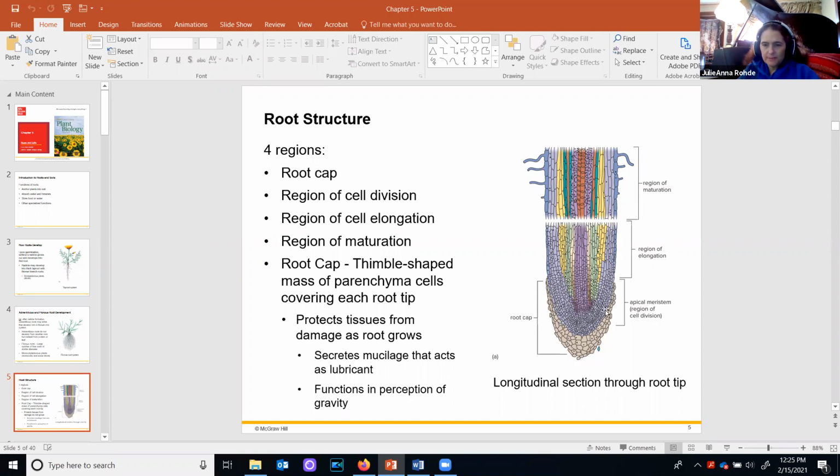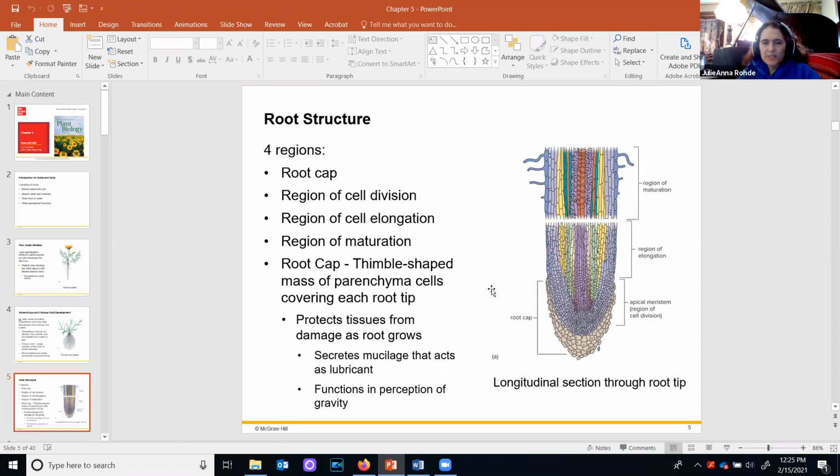These cells here, these are dead, okay? I think I've got a slide that actually goes into detail about that, so maybe I should save that. But these are protective, okay?